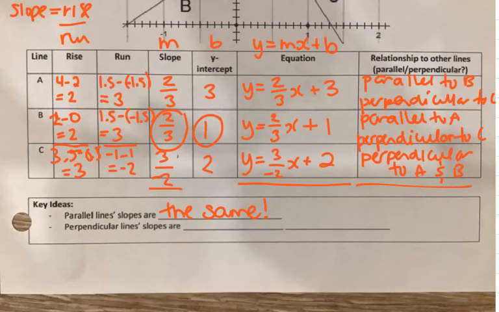Right, so if a line is parallel, it will have the same slope as the other line. It might have a different y-intercept. In fact, it will, because if it has the same y-intercept, they're on top of each other. So they have the same slope.